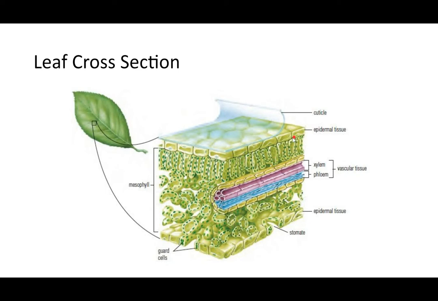Then we have epidermal tissue, mesophyll tissue, and then again that epidermal tissue. We can see the stomata right here, surrounded by the guard cell. And then, of course, the vascular tissues running through the leaf cell, moving water and nutrients. And then all these little tiny green dots would be the chloroplast, where photosynthesis is occurring.